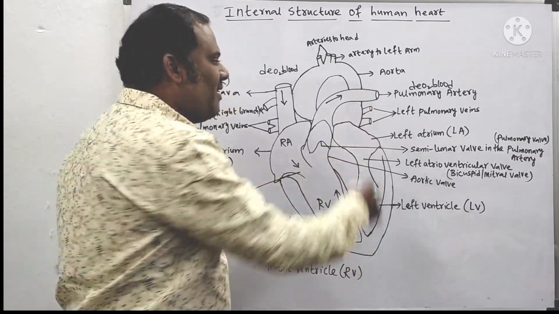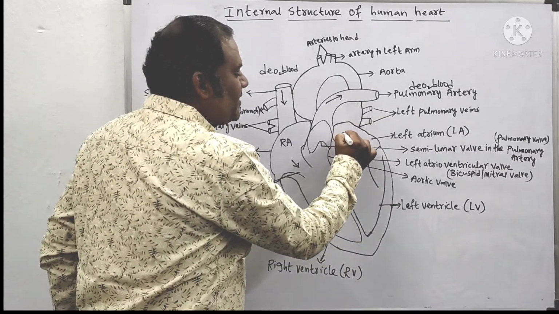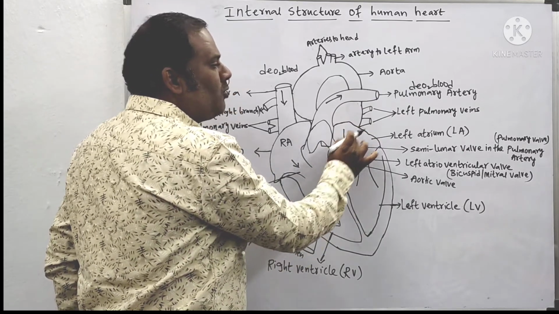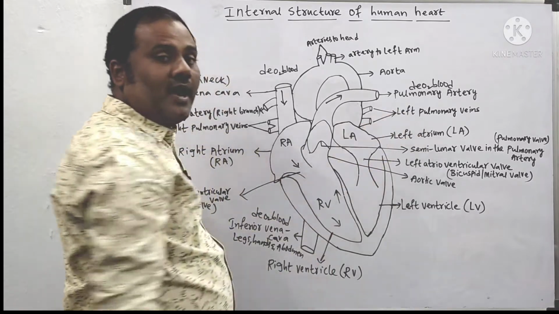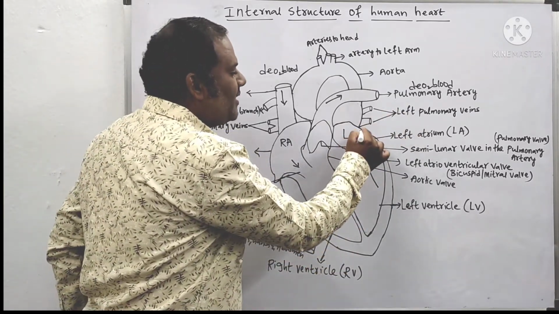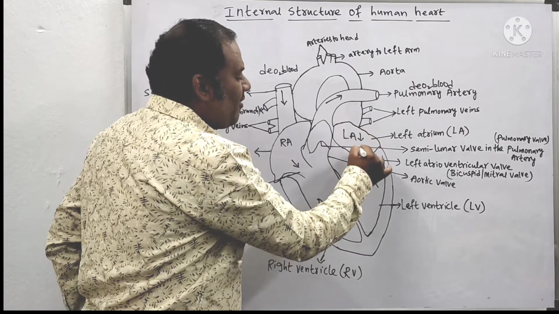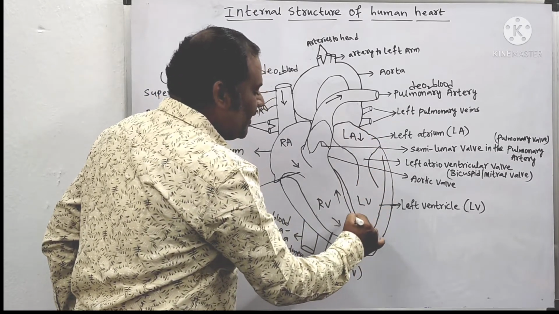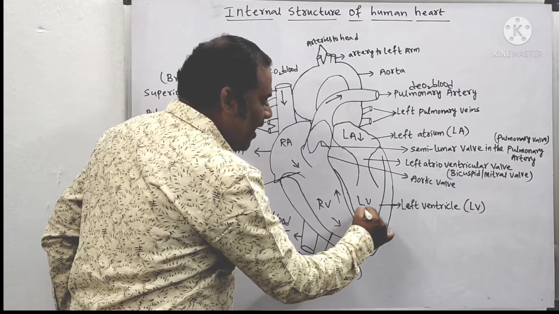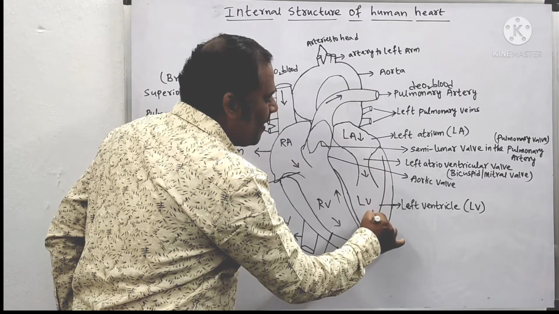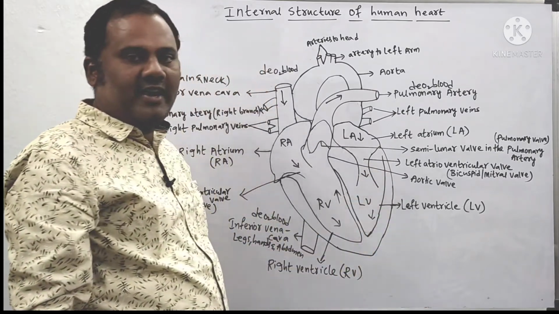That oxygenated blood enters into the left auricle. Enters into what? Left auricle through the pulmonary vein. Through what? Pulmonary vein. And the blood comes into the left auricle. From the left auricle they go into what? Left ventricle. This is what? That is the left ventricle. The blood flows into the left ventricle.